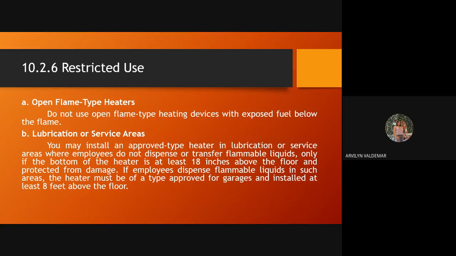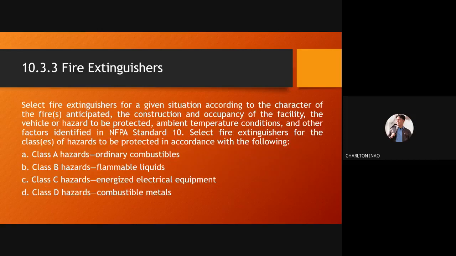Next is for lubrication or service areas. You may install an approved type heater in lubrication or service areas where employees do not dispense or transfer flammable liquids, only if the bottom of the heater is at least 18 inches above the floor and protected from damage. If employees dispense flammable liquids in such areas, the heater must be of a type approved for garages and installed at least 8 feet above the floor.